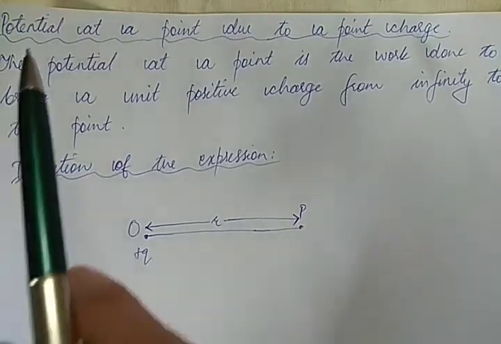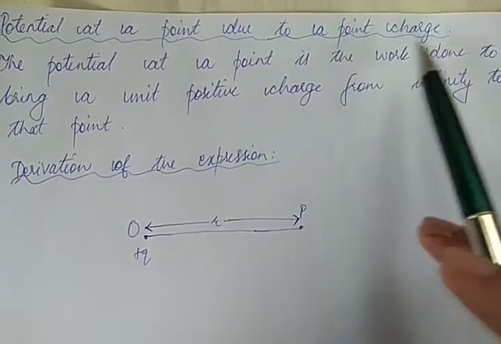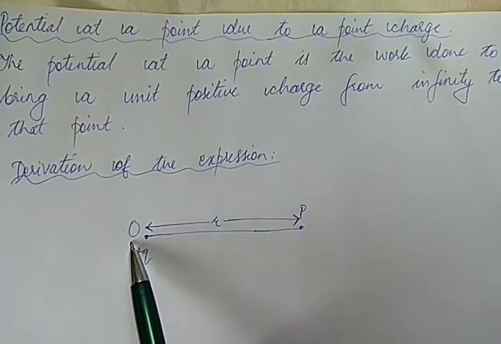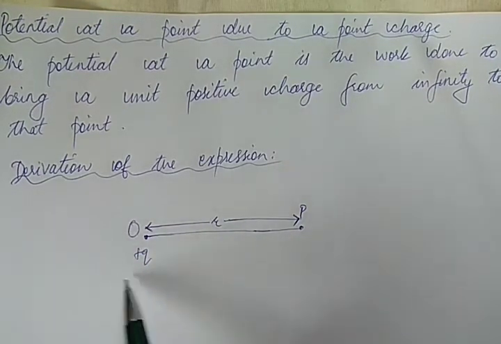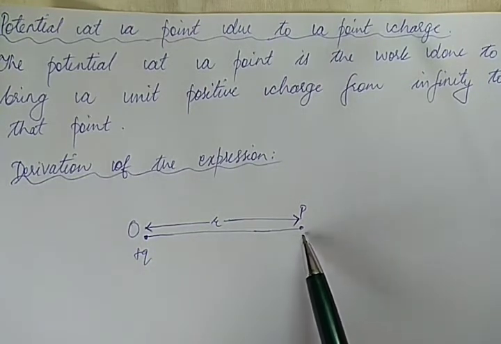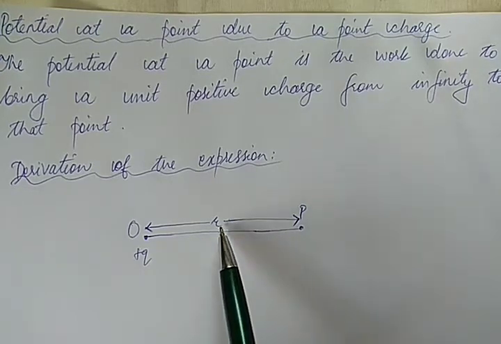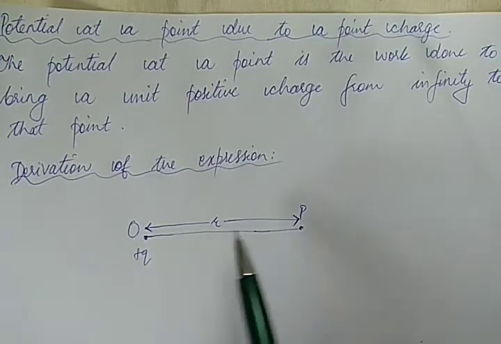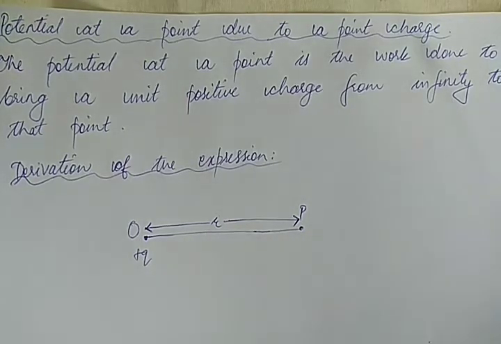This video is to find the potential at a point due to a point charge. So to say, we have a point charge plus Q at point O, and due to this point charge plus Q, we want to find, say, the potential at this point P. The point P, as you can see, is at a distance r from the point charge plus Q. So to say, OP is distance r.